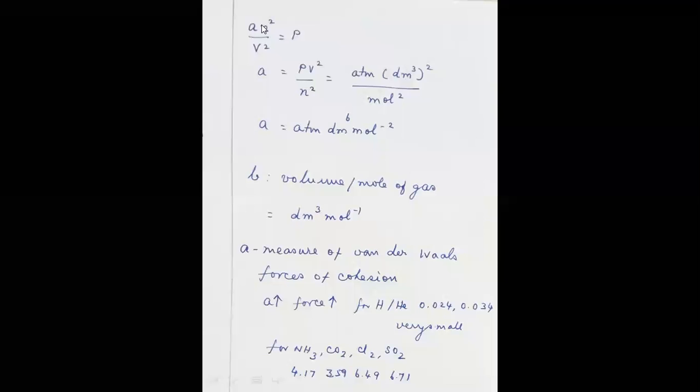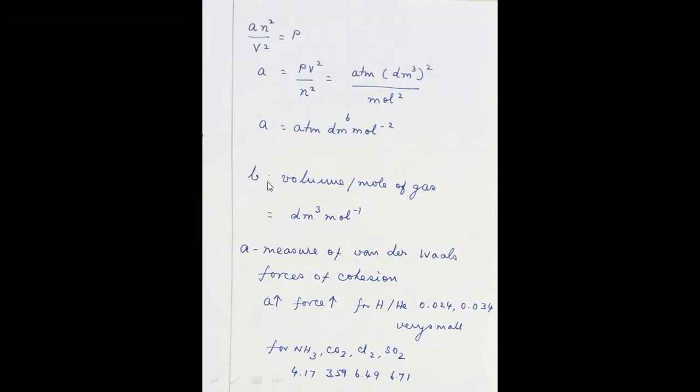And from this equation, a n square by V square is equal to P. You can take A is equal to P, and the n square and V square will get inversed. So for pressure, atmosphere, for volume, decimeter cube square divided by n square is mole square. So the unit for the van der Waals constant A is atmosphere decimeter power 6 per mole square.